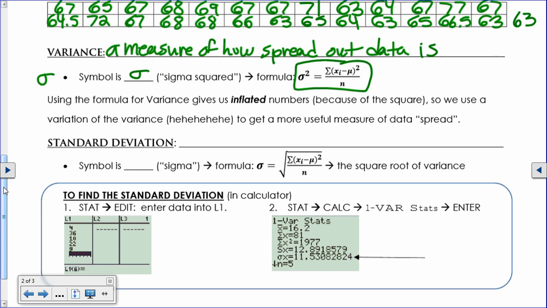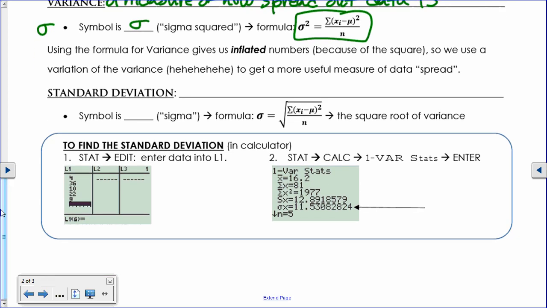So what we're going to do is use a variation of the variance to get a more useful measure of data spread. Instead of using variance, we're going to use what we call the standard deviation. That should sound familiar. You guys remember standard deviation? Yeah. So the definition of standard deviation, more specifically, is that it measures data spread from the mean.